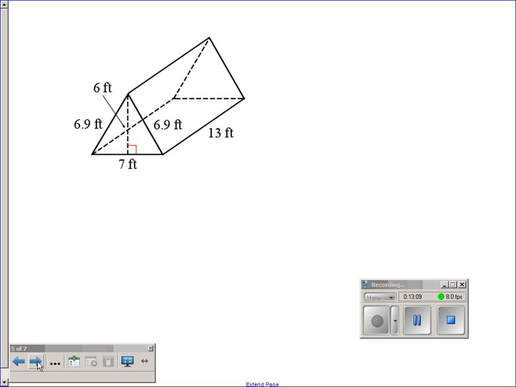Now I'm going to caution you, we still are going to follow the formula. Volume is equal to area of the base times height. Our area of our base for this one, if we're going to use that formula, even though this triangle is not standing up like this, is going to be equal to the area of the triangle.